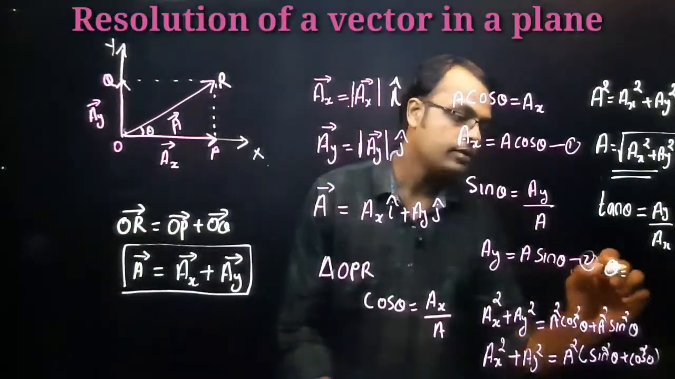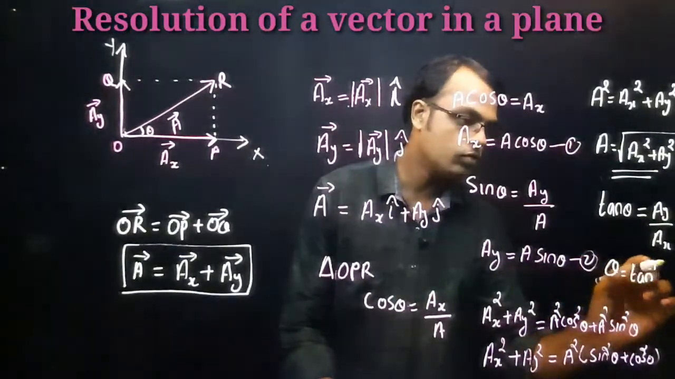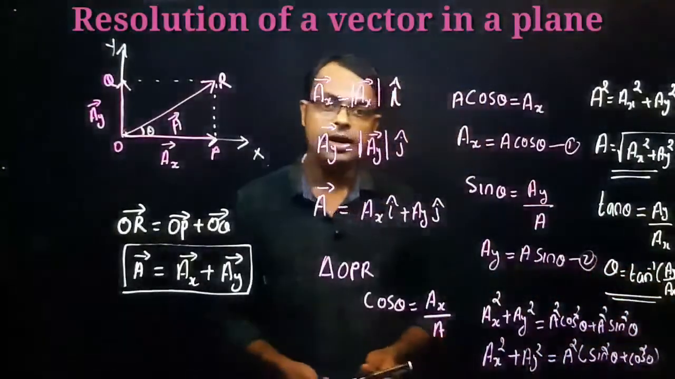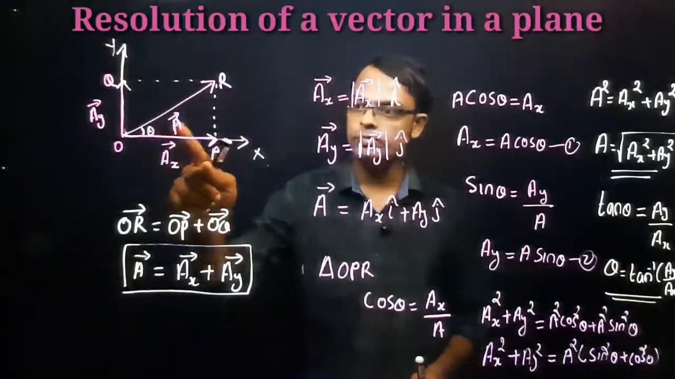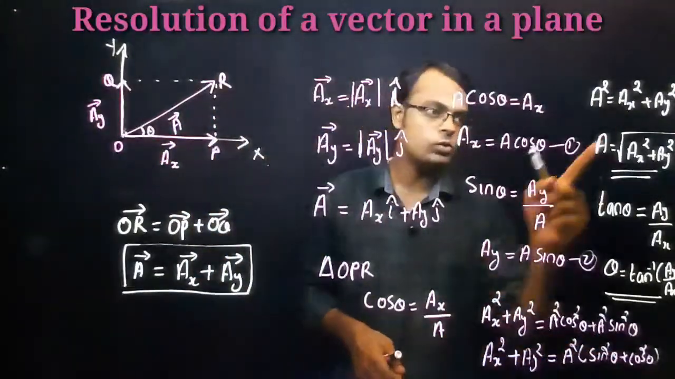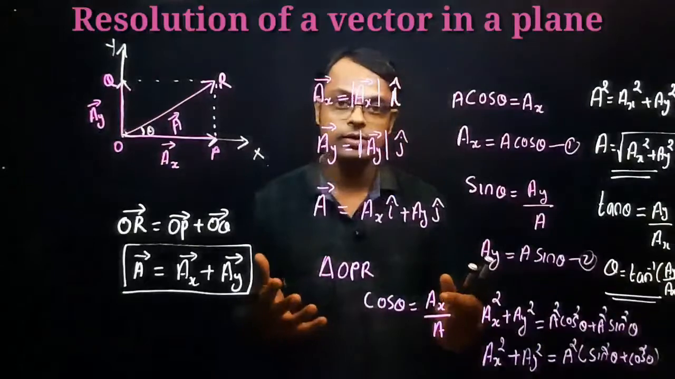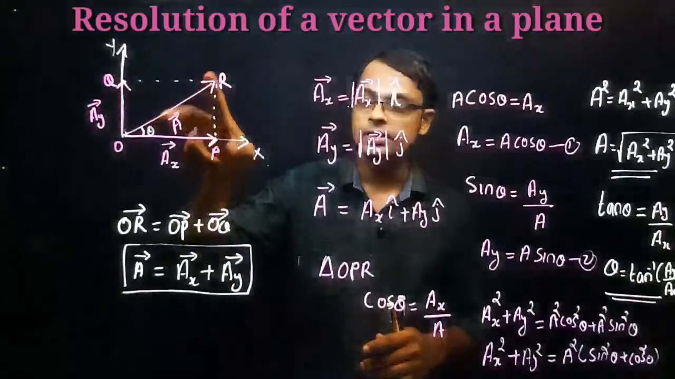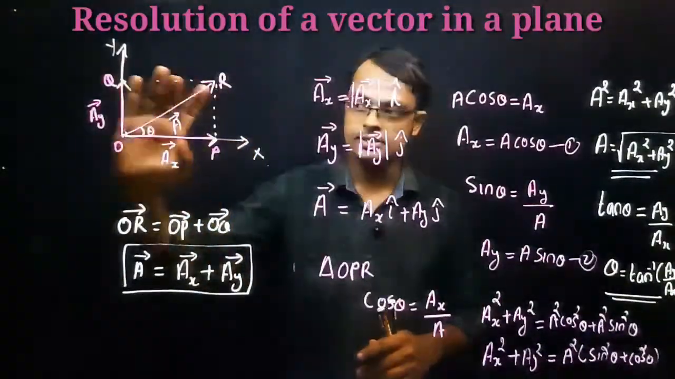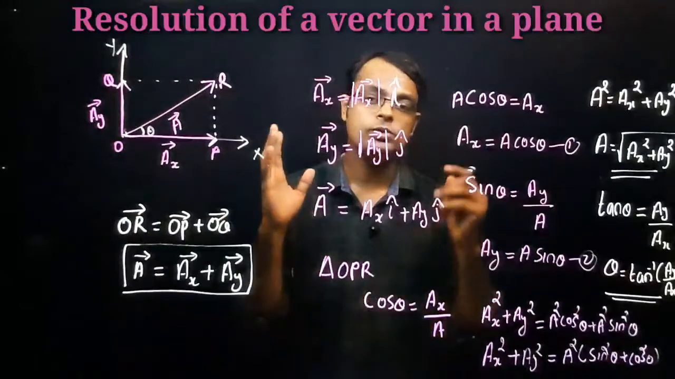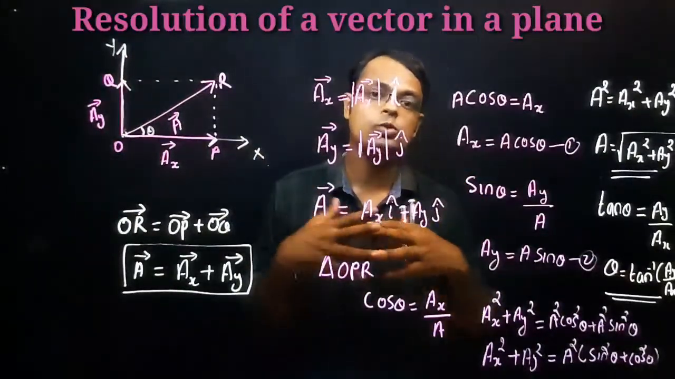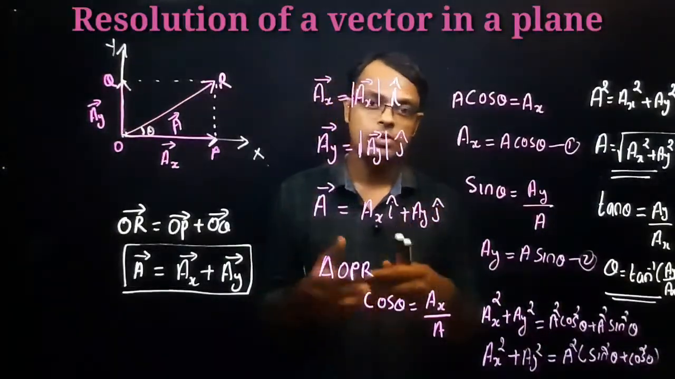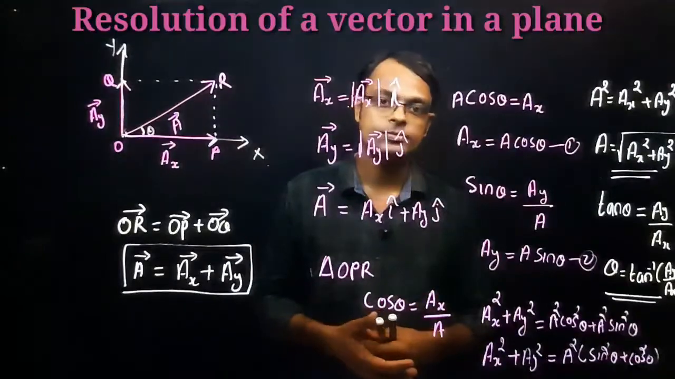So what is theta? Theta is equal to tan inverse of A_Y divided by A_X. So this is the way to calculate the angle you are making with the x-axis, and the same way we can also calculate the magnitude of the given vector. So in this class, what we have done is split this given vector into two vectors, one along the x-axis and one along the y-axis. This splitting of a single vector into two or more vectors is called resolution of a vector. We will be continuing this class later. Okay, thank you all of you.